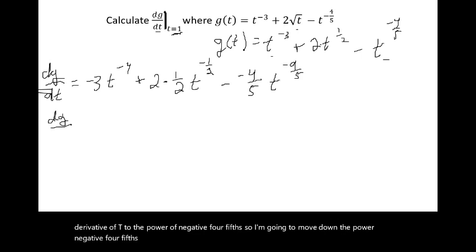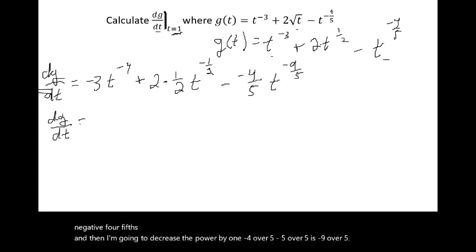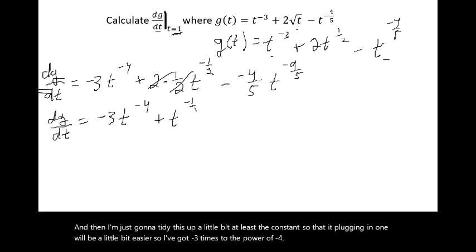And then I'm just going to tidy this up a little bit, at least the constants, so that plugging in 1 will be a little bit easier. So I've got negative 3 times t to the power of negative 4. 2 times 1/2 is 1, so that'll be plus t to the power of negative 1/2. And then negative times negative is a positive 4/5 times t to the power of negative 9/5.